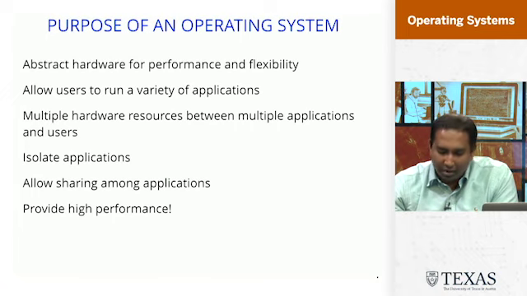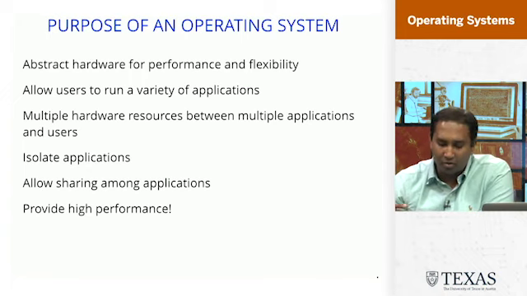Just because the operating system is giving you this nice abstraction, if it's 10 times slower, people will not use the operating system. So it has to be high performance, but it also has to have flexibility so that different users can run different applications on top of it.